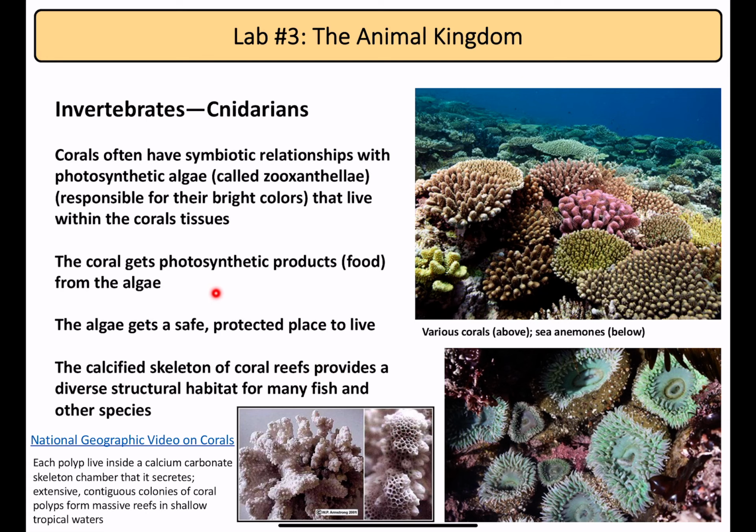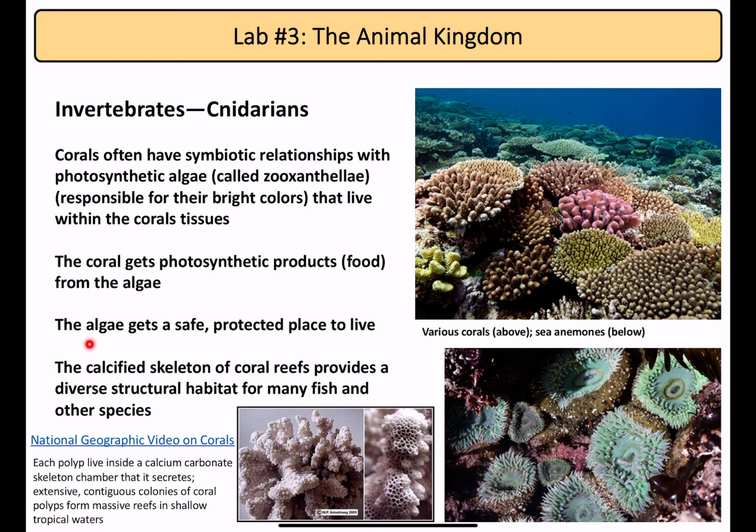And oftentimes coral lives symbiotically with another organism, algae. So the reason that coral reefs are so vibrantly colored is because you're seeing the color of the algae that's actually living inside the coral. It lives inside the coral cells. So it's a symbiotic relationship because the coral gets food from the algae, products of photosynthesis like sugars, and the algae gets a nice, protected, safe place to live, maybe some minerals and nutrients as well.